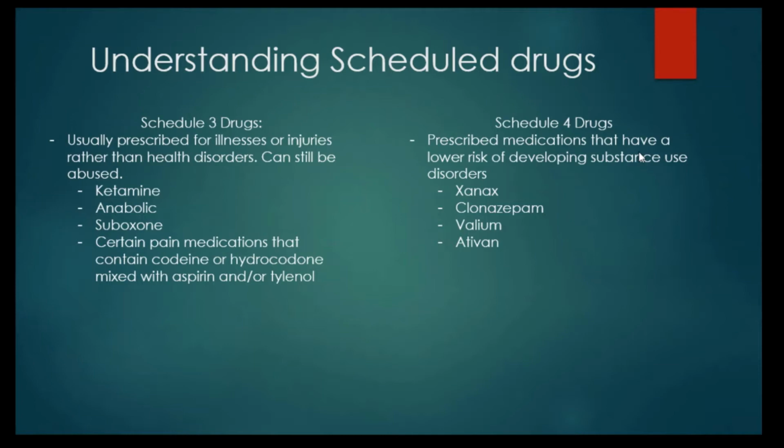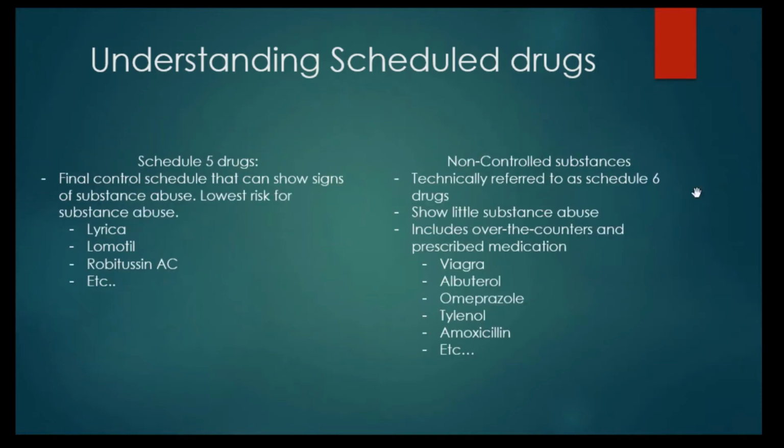Schedule 4. Same thing, they're just getting less addictive in properties. So these are going to be Xanax, clonazepam, diazepam, Valium, or Ativan. Now we've got Schedule 5. This is going to be the last controlled substance, and these can still be abused, but they're the lowest risk for substance abuse. So drugs would be Lyrica, Lamictal, Robitussin AC, and many more.